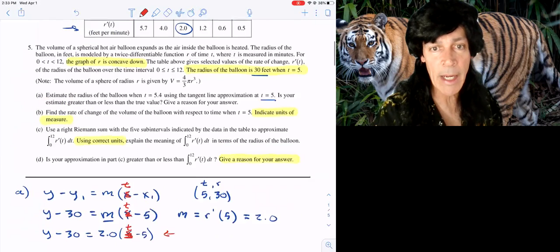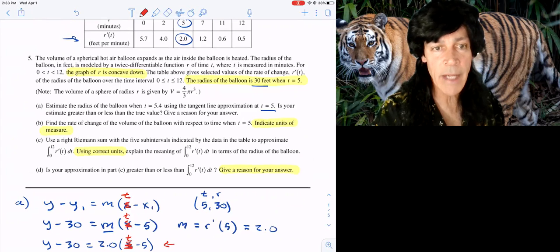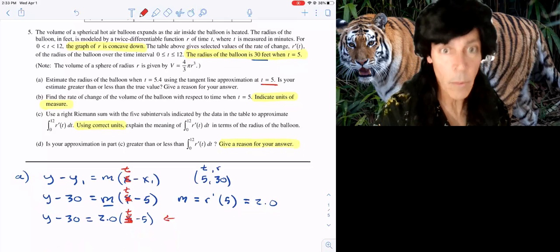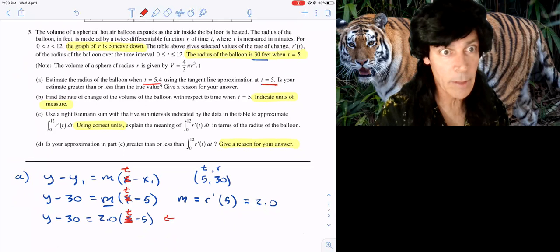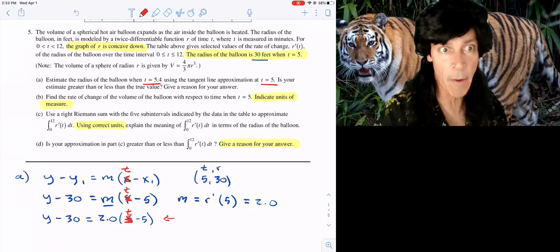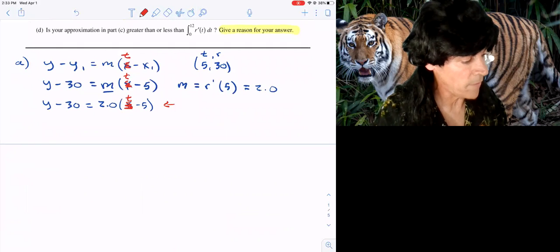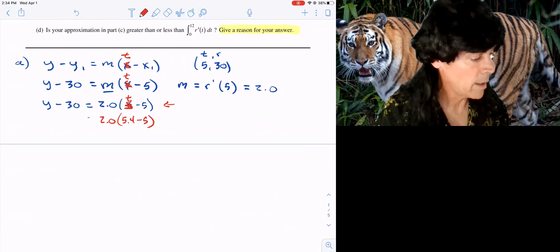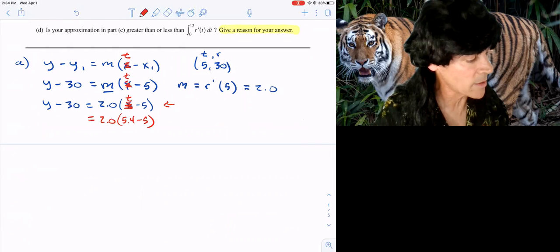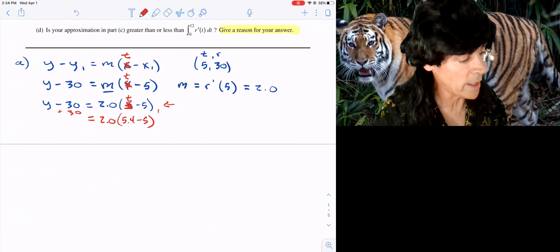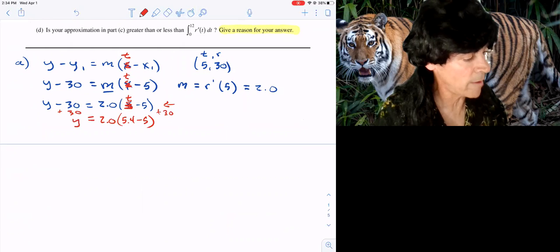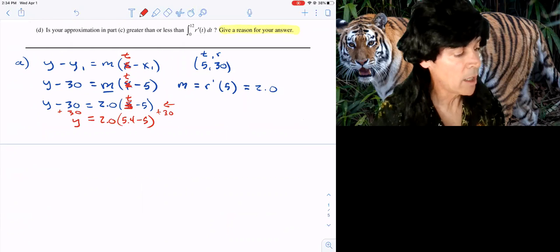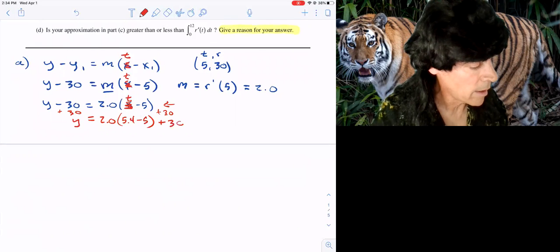I wrote that. Now I got to use that to give me an approximation of the radius when t equals 5. Well, actually, I'm sorry. When t equals 5.4, I was like, well, that's not going to do much because that's going to be 5 minus 5. It's not going to be 30. All right. So I'm going to put in 5.4 minus 5 times 2.0 equals, now I do have to do one more thing. I got to add this 30 to the other side of the equation. So now I have a numeric answer, y equals 2.0 times a quantity 5.4 minus 5 plus 30. We'll put that plus 30 right there.